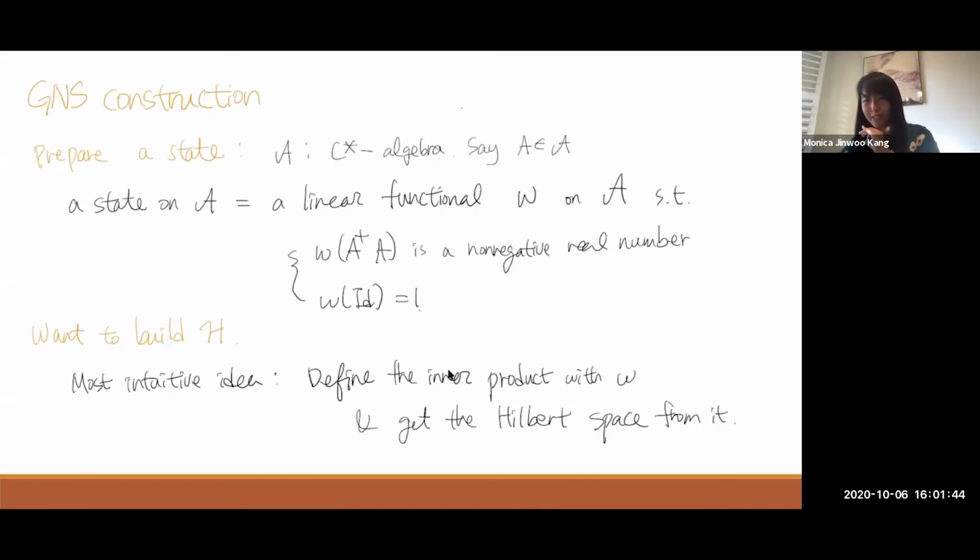So as I keep saying, you'll only require a C-star algebra, the operator level type of algebra. So how do you prepare a state? A state on this algebra is a linear functional, non-negative and real, and containing the identity. That sounds very natural. So let's say we want to build a Hilbert space coming from this algebra. The most intuitive way to do so is, well, we can define an inner product between the two of these and get directly the Hilbert space out of it.